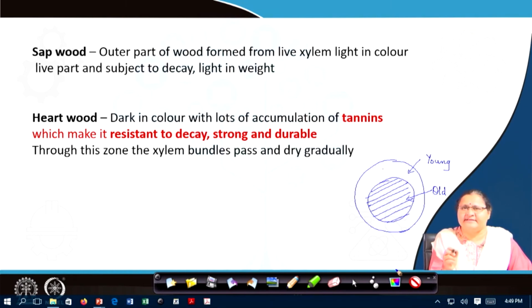It makes it resistant towards attacks of termites, insects, and growths. They are strong and durable. So, which one should we prefer? The old matured portion, which is called the hardwood. Yes, sapwood is also good, but it is subject to decay.